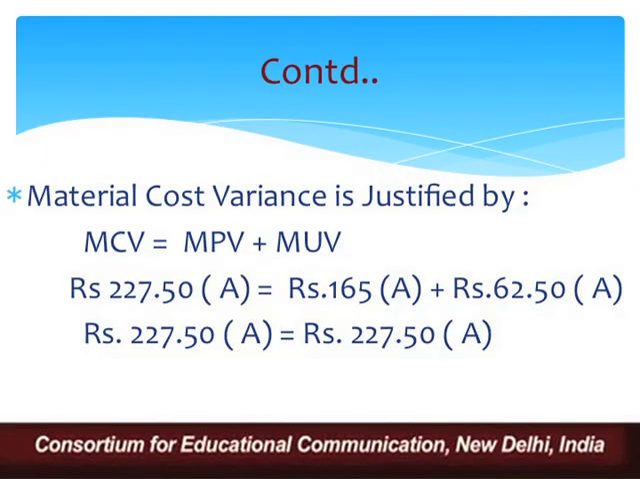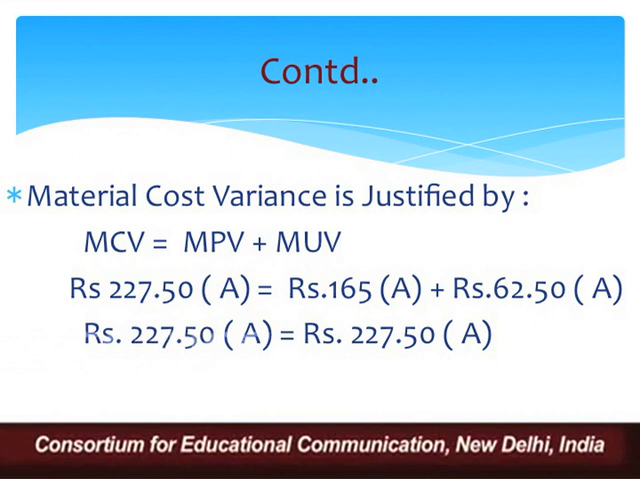So once we have computed the price variance and usage variance, now it is the time to justify the computation of material cost variance. Now we'll be justifying it. Material cost variance is justified by the sum total of material price variance and usage variance. Price variance as we have computed, cost variance as we have computed, 227.50 adverse.